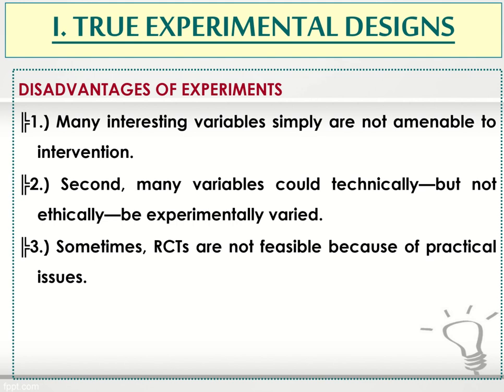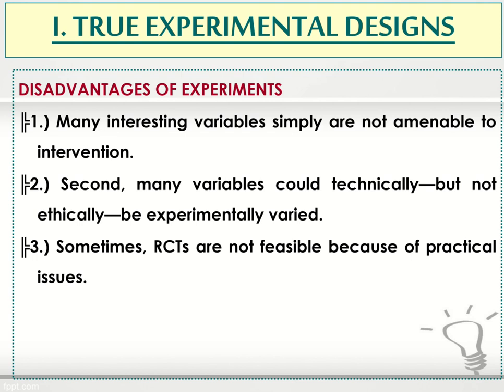So, ano yung mga disadvantages ng experiments? Number one, many interesting variables simply are not amenable to intervention. So, a large number of human traits, such as disease or health habits, cannot be randomly conferred. That is why RCTs are not at the top of the hierarchy for prognosis questions, which concern the consequence of a health problem.